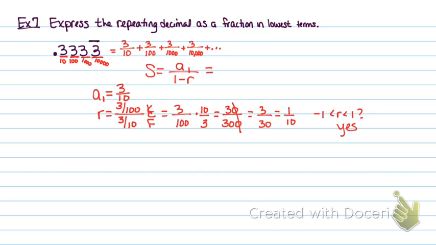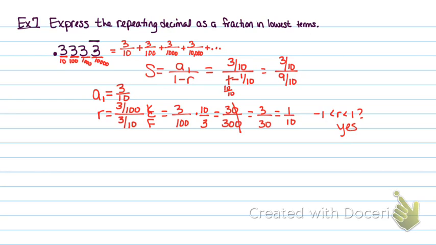So I'm going to take my first term, which you said was 3/10, over 1 minus r, which we just said was 1/10. Yep. Well, what is 1 as a fraction? 1 over 1, or if I want it with a 10, it would be 10 over 10, right? So I got 3/10 over 10 over 10 minus 1 over 10, which is 9/10.